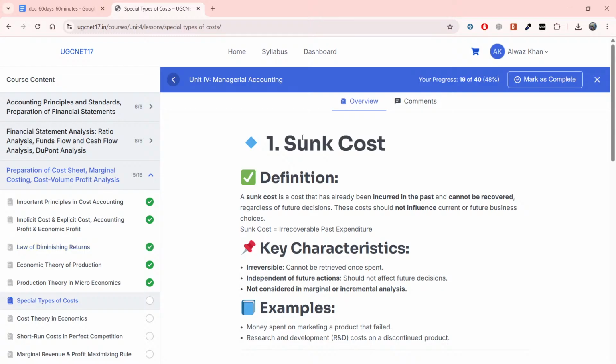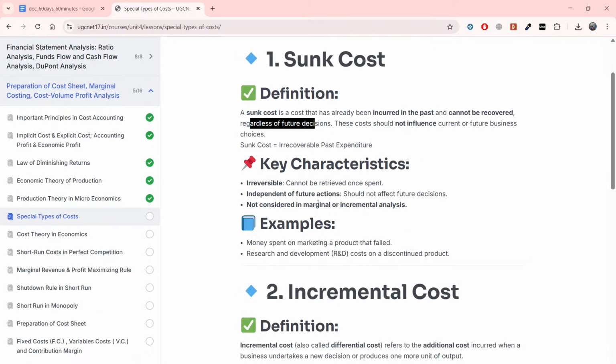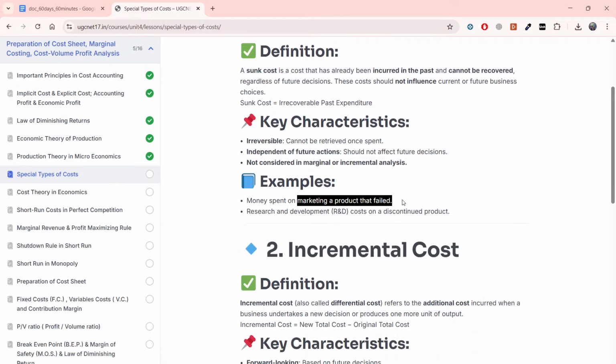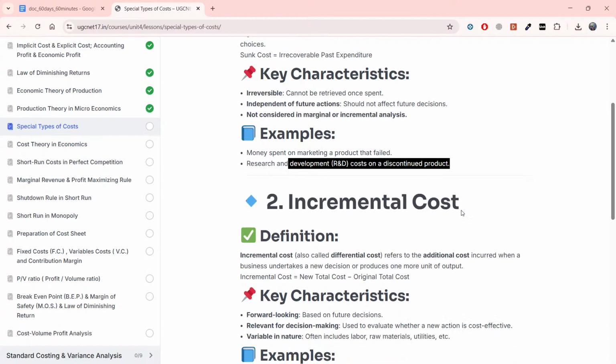Next, a special type of cost: sunk cost. The cost which has already been incurred in the past and cannot be recovered regardless of future decisions. These costs should not influence current or future business choices. Sunk cost, irrecoverable past expenditure. Key characteristics: irreversible, cannot be retrieved once spent, should not affect future decisions, not considered in marginal or incremental analysis. Examples: money spent on marketing a product that failed, research and development cost on a discontinued product.